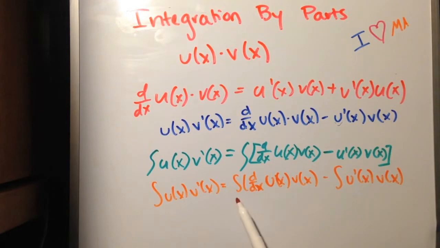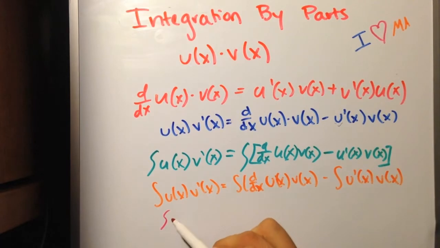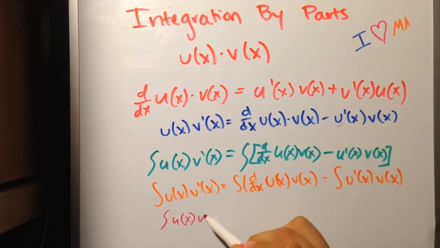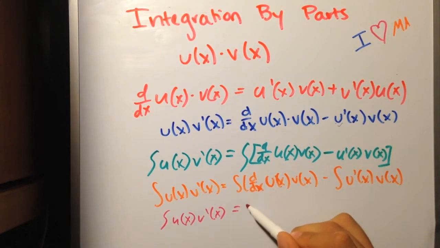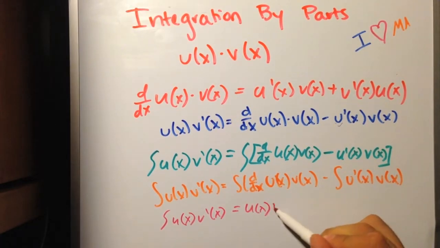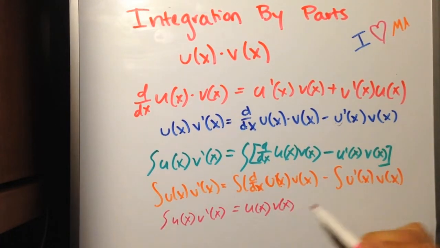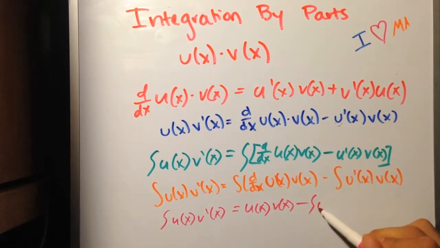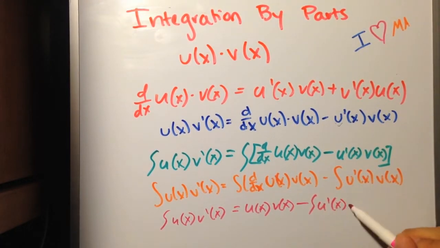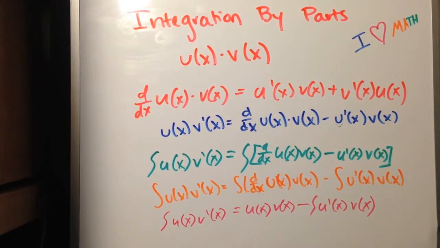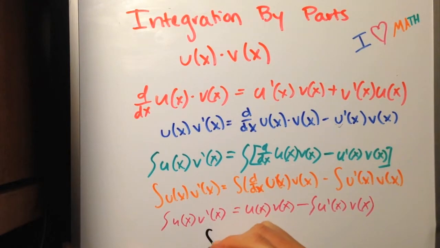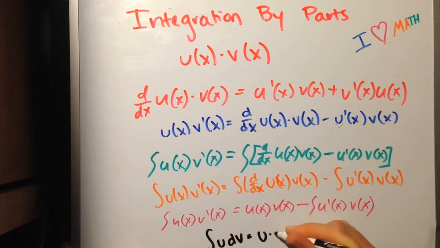When you get the integral of a derivative, you just get the integrand. So the integral of u of x times v prime of x equals u of x times v of x minus the integral of u prime of x times v of x. So now we have our formula for integrating by parts. We have the integral of u dv equals u times v minus the integral of v du.